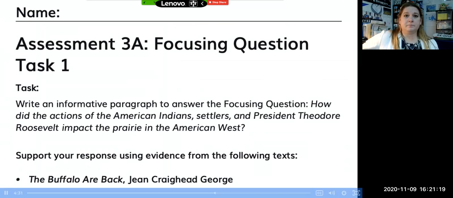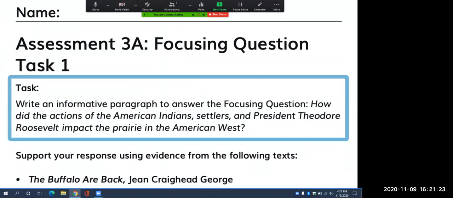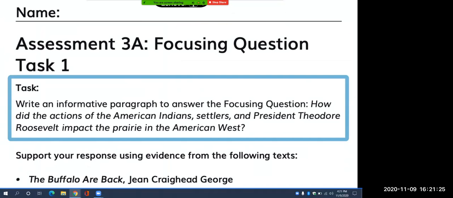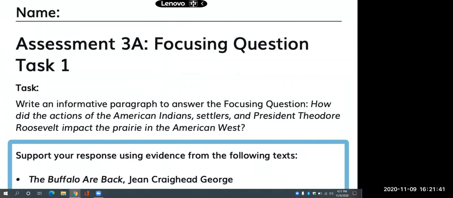Let's review the directions and also the checklist for success. Write an informative paragraph to answer the focusing question. How did the actions of the American Indians, settlers, and President Theodore Roosevelt impact the prairie in the American West? Support your response using evidence from the following texts. The Buffalo Are Back by Jean Craighead George.